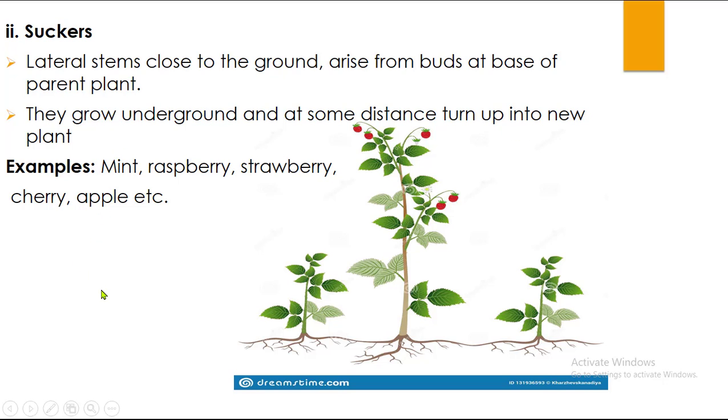So examples are mint, raspberry, strawberry, cherry, apple, etc. You have noticed that a cherry plant and apple plant, they have small plants around the parent plant. Those small plants are the result of suckers.